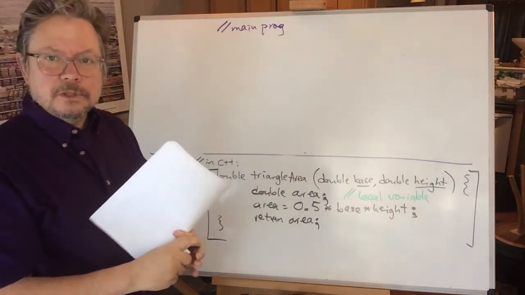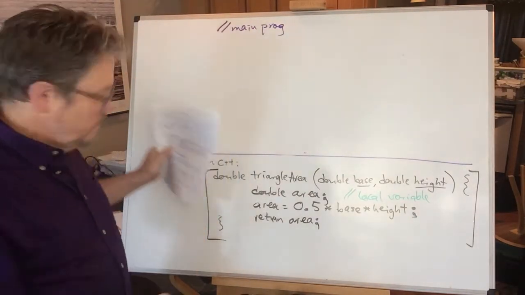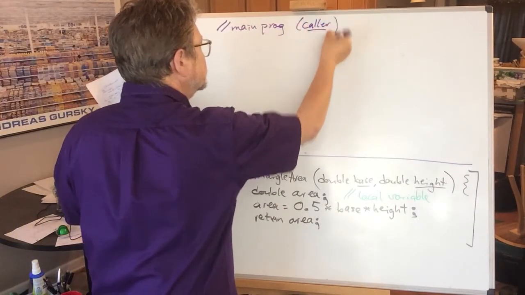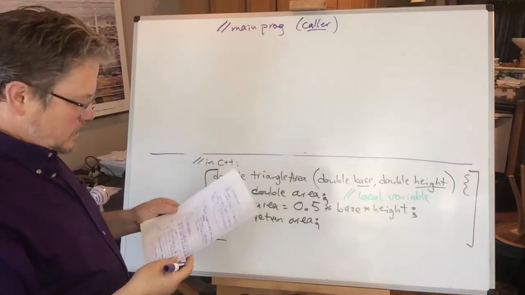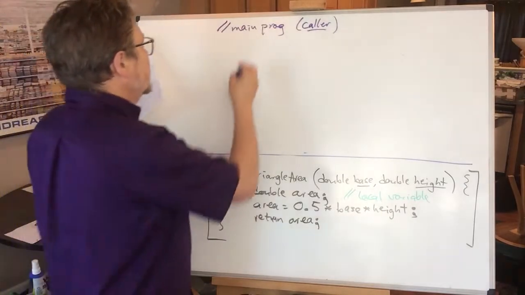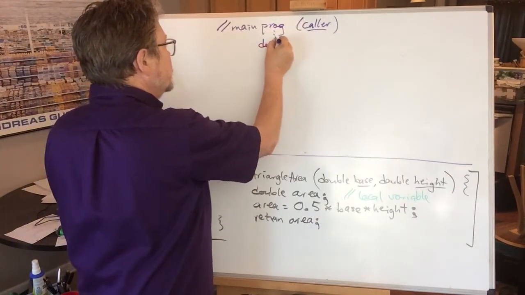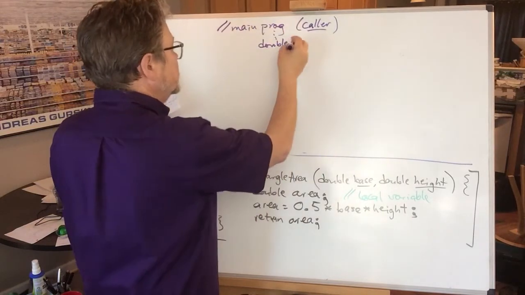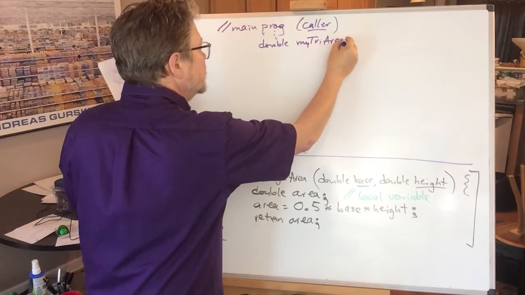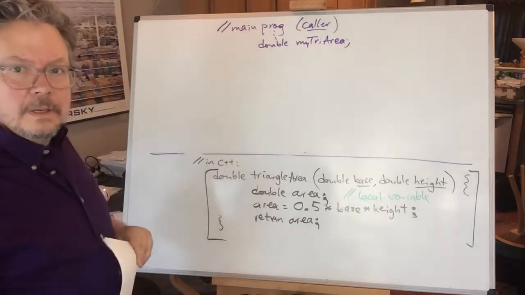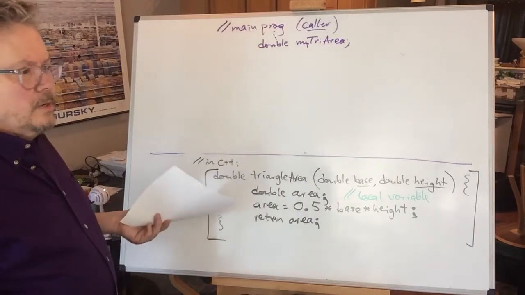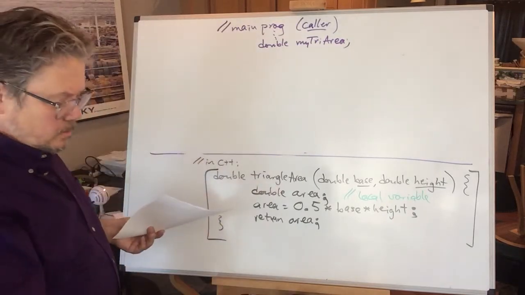We've been doing main programs ever since we started C++. That's nothing new. But in this case, it's playing the role of the caller. That's the one that's going to call our function, and has to call it by the correct name. And it's got to set up a variable, absolutely. Double my try area. That's the name of the variable. I want it to put the area of my triangle in that variable. But I'm too lazy, or I don't understand the formula. I'll let somebody else do the actual calculation.